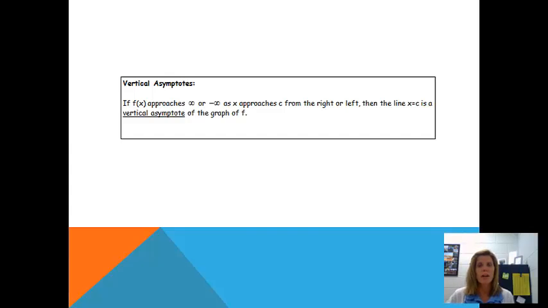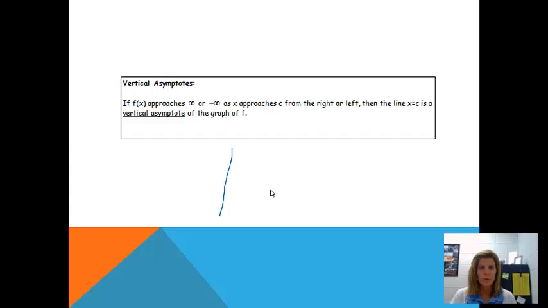First of all, if we look at the definition of a vertical asymptote: if f of x, so if our y value approaches infinity or negative infinity, as x approaches c from the right or left, then the line x equals c is a vertical asymptote of the graph of f.